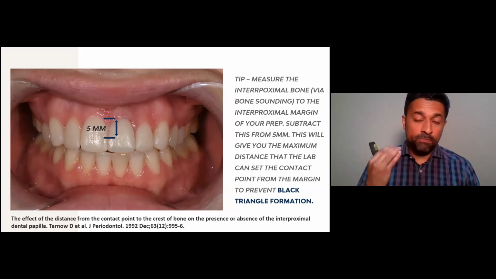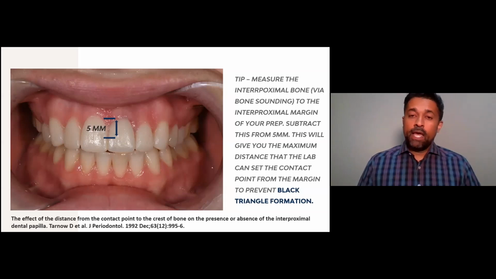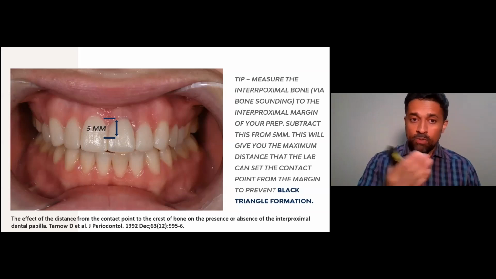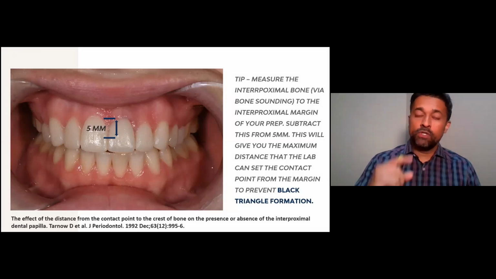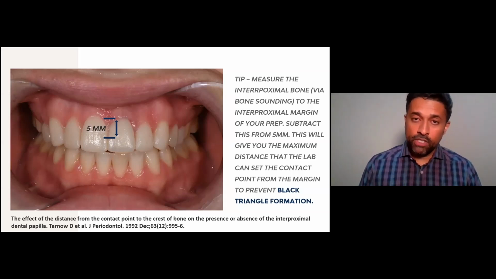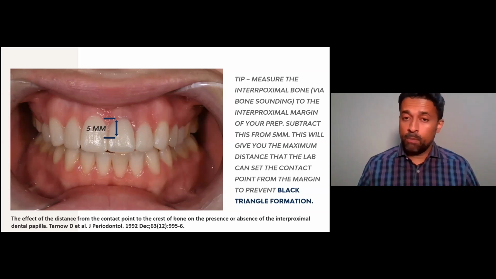So what you do is your bone sounding, to find out where the bone is relative to the interproximal margin. So let's say between the 2-1 here, the bone is 2 millimeters away from that interproximal margin. Well, then I tell the lab, please set the contact point no more than 3 millimeters away from that interproximal margin. That way it's going to be less than 5 millimeters, and then hopefully I'll get that papilla fill.